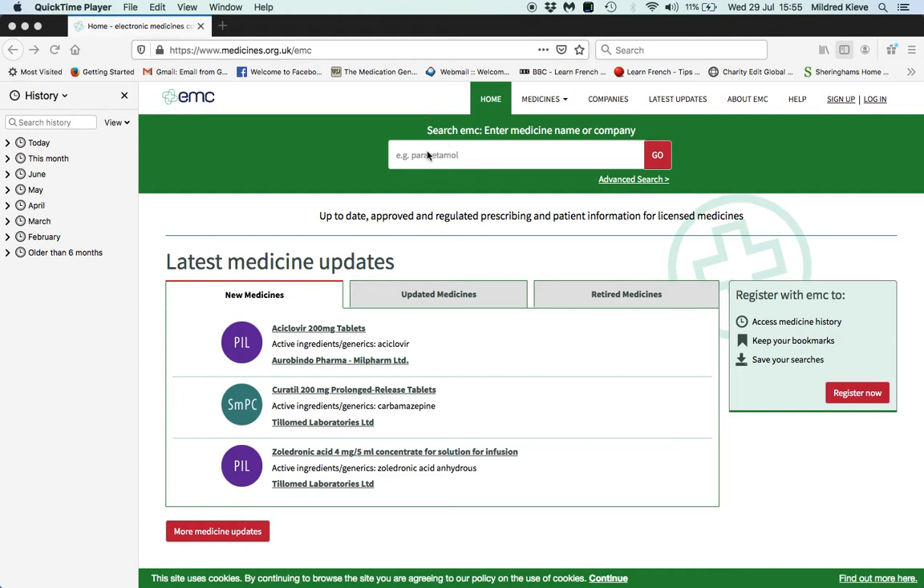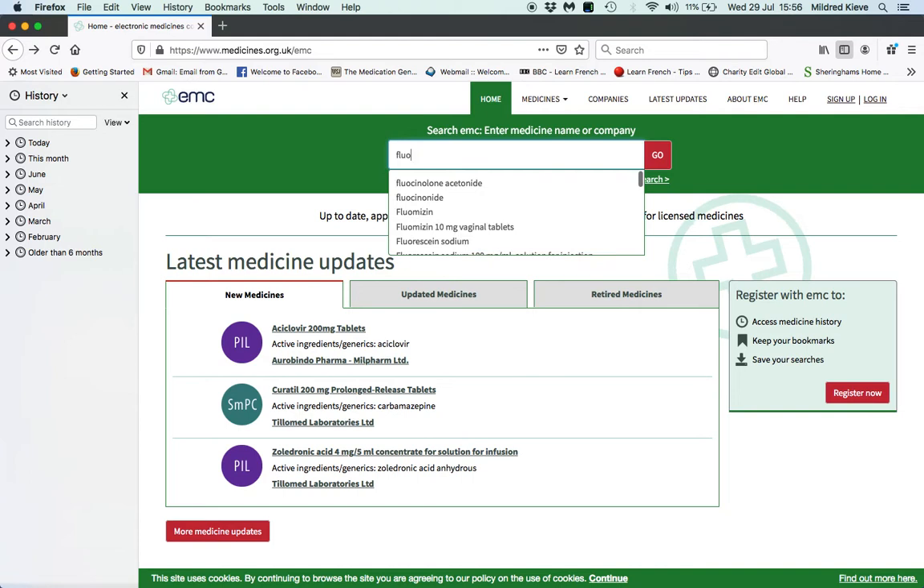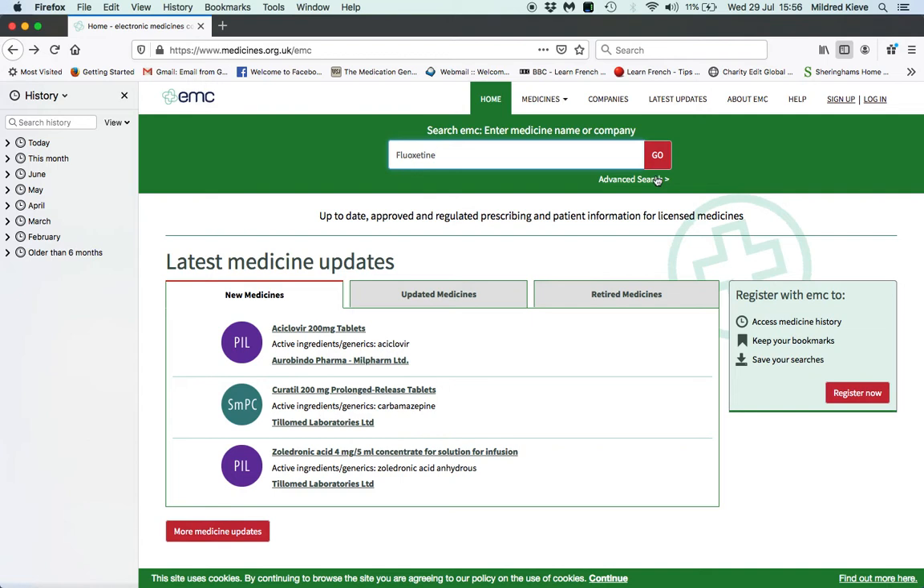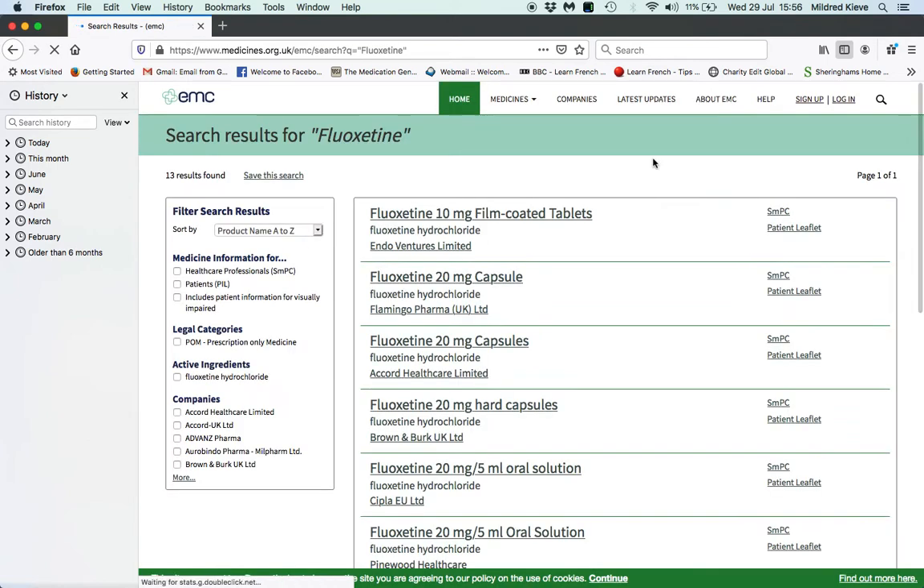So if we look up a drug, say you want to find out about an antidepressant called Prozac, you'd have to use the official name for it, which is fluoxetine. If you're not sure of the name of the drug and only know the trade name, then look up on Google to see what the proper name is for it. So if we put in here fluoxetine, F-L-U-O-X, by that time it comes up in the list. Click on it, click go, and you come to a website with several different manufacturers.